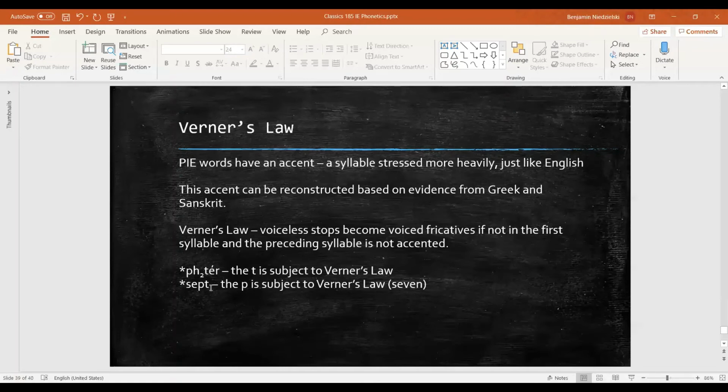If we look at the root for seven, which will add an accented suffix based on the language, that's where we get the n from in English. We get an m in Latin. We get an a in Greek. But that's the accented syllable, not this first one. So this p is in the second syllable, and the preceding syllable is unaccented. So that means that it's also subject to Verner's law. So instead of the voiceless f, we have the corresponding voiced sound v, giving us seven.